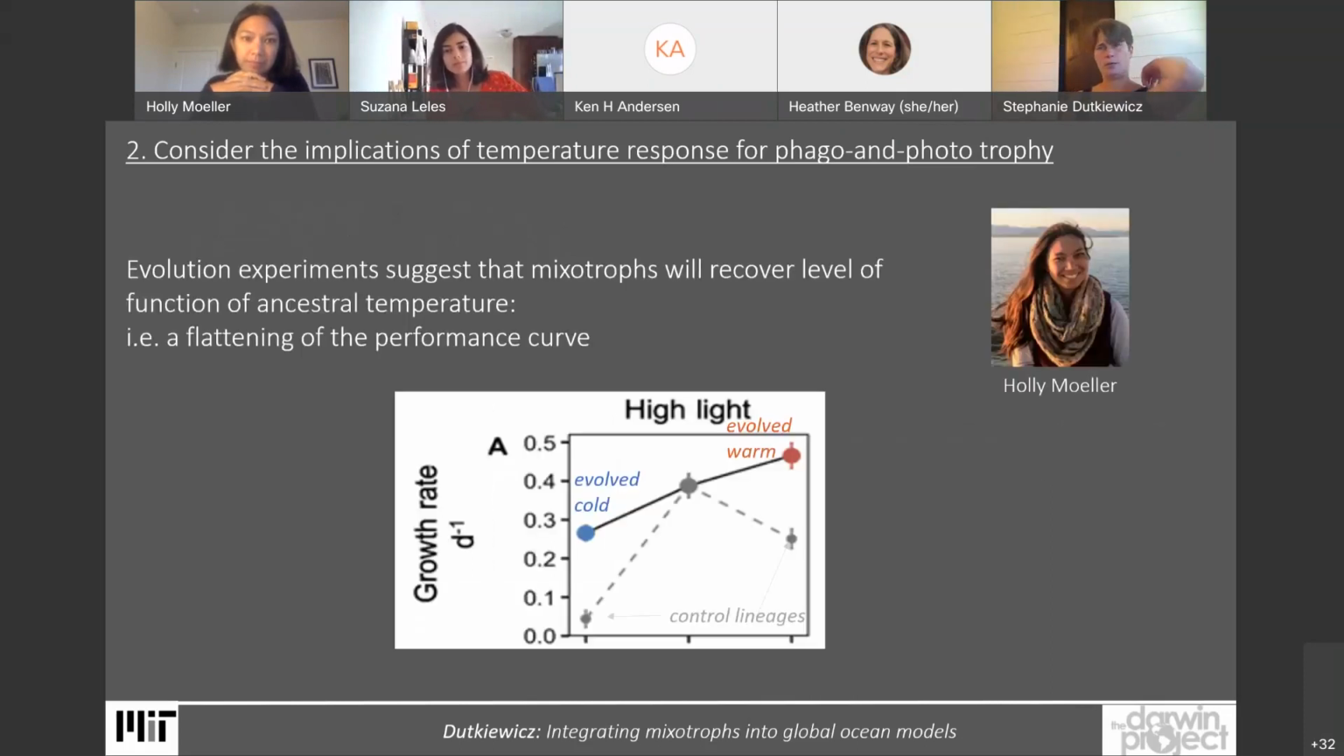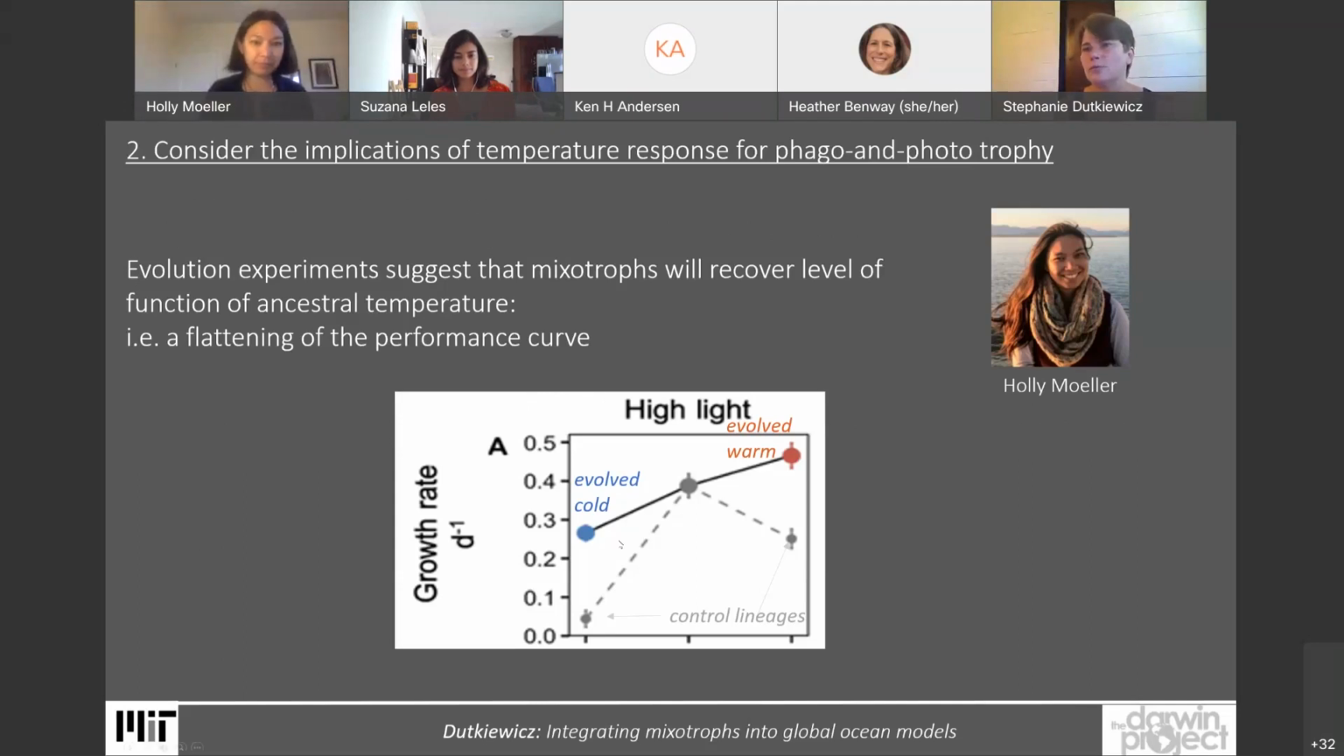Another motivation for this study is work out of Holly Muller's lab, where it suggested that if you took a mixotroph, and Holly, you'll have to tell people which one it was. Here I'm just showing the growth rate of this mixotroph. The dashed line is the thermal response curve of a control lineage, so the ancestor.